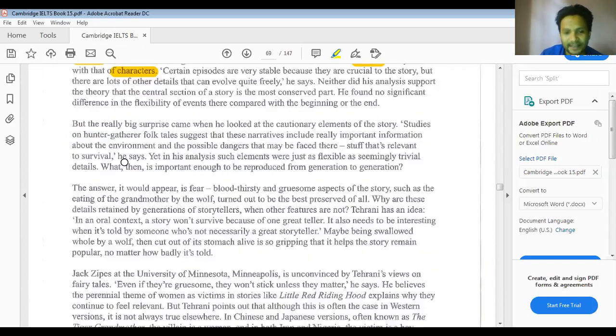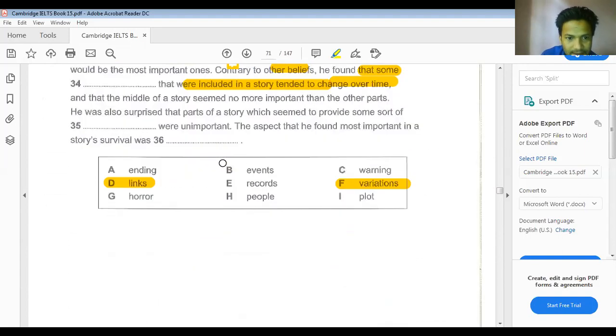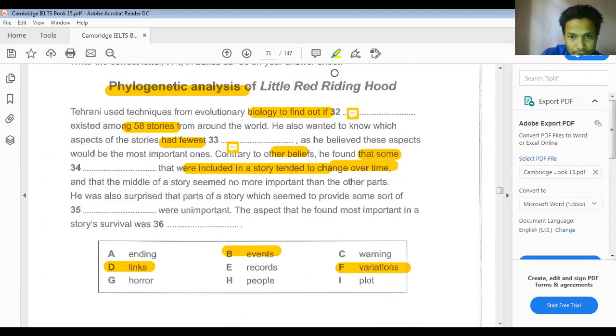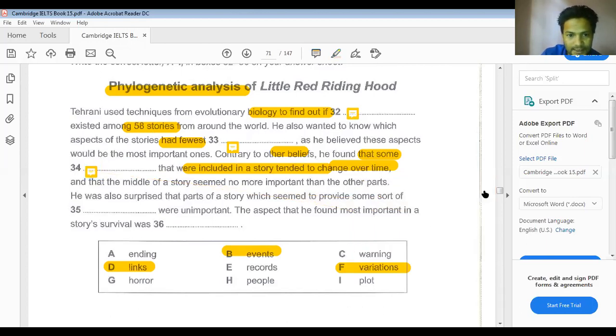So the answer is incidents. Let's find out incidents. Incidents means events. Yeah, incidents means events. So that is how synonyms are used. Look at and understand what IELTS reading is and how to crack the questions. That had included a story tended to change over time, and that's okay. In that, the middle of the story seemed no more important than other parts.